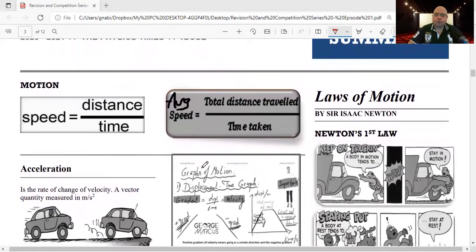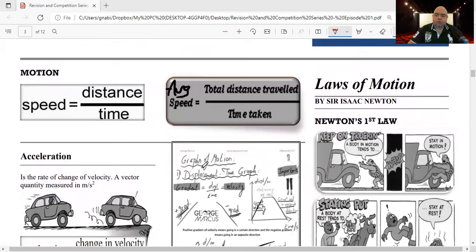Chapter 2, motion, or describing motion. When I want to describe motion, first I need to understand that there are scalar quantities and there are vector quantities. Distance and speed are scalar, displacement and velocity are vector. So if I come and ask you, compare between speed and velocity, mentioning the words scalar and vector in your answer, what would you say?